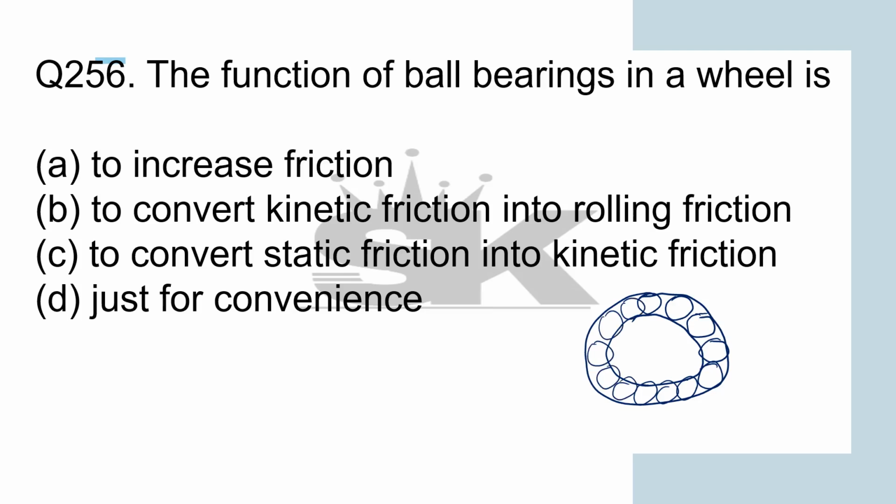So the ball bearing is a type of rolling element bearing that maintains the separation between two bearing races. This is the first bearing race, then this one is the second bearing race, right?